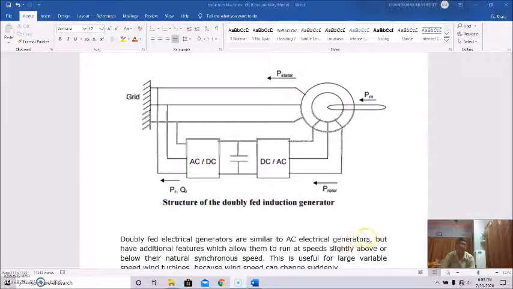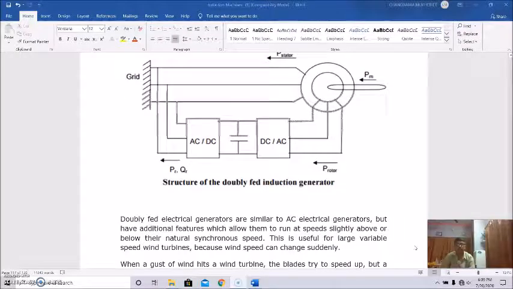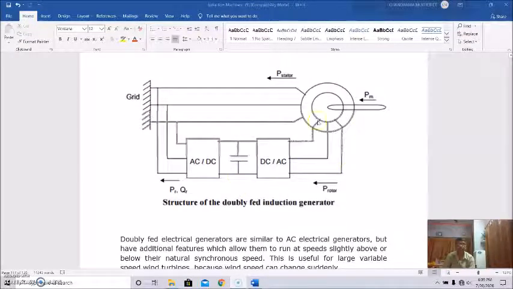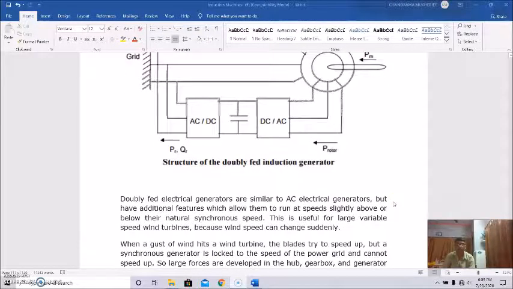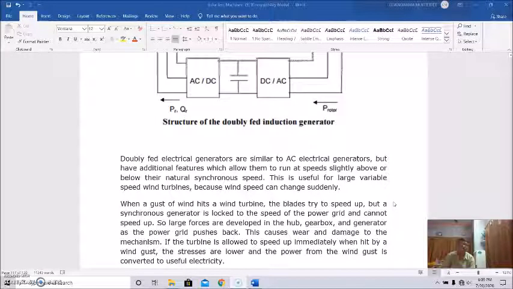Doubly-fed electrical generators are similar to AC electrical generators, but have additional features which allow them to run at speeds slightly above or below their natural synchronous speed. This is useful for large variable speed wind turbines because wind speed can change suddenly. So this is the arrangement of a doubly-fed induction generator. When a gust of wind hits a wind turbine, the blades try to speed up, but a synchronous generator is locked to the speed of the power grid and cannot speed up.